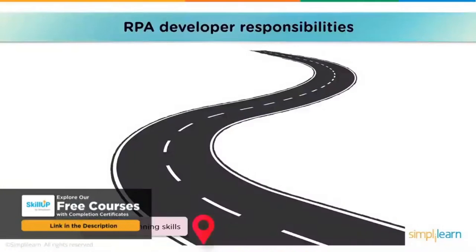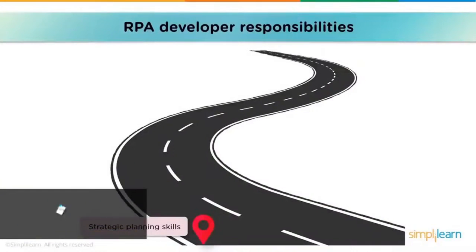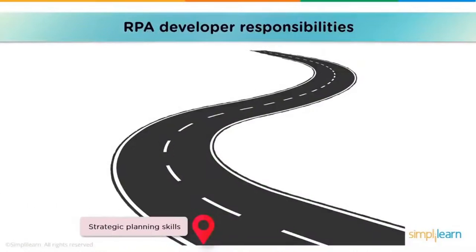The first one is strategic planning skills. Planning is a crucial phase in any development lifecycle. The RPA developer, regardless of the designation, should possess the aptitude to ensure strategic planning. Planning includes the design, development, and implementation of RPA systems. This also helps streamline the business.